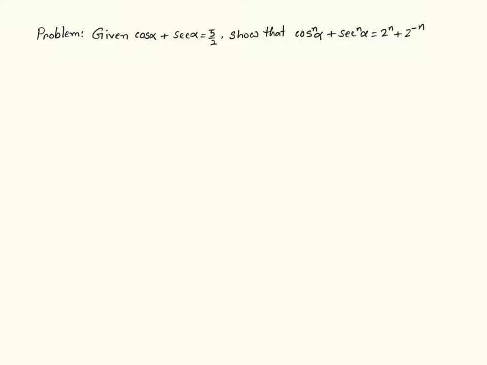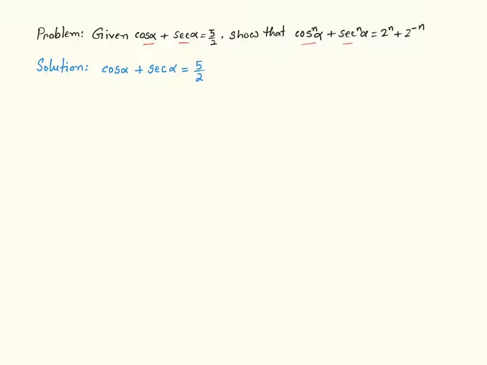In this video, I am going to solve this problem. We are given cosine of alpha plus secant of alpha is equal to 5 over 2. We need to show that cosine to the power n alpha plus secant to the power n alpha is equal to 2 to the power n plus 2 to the power negative n.